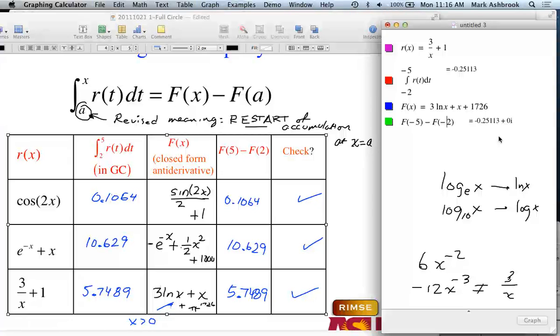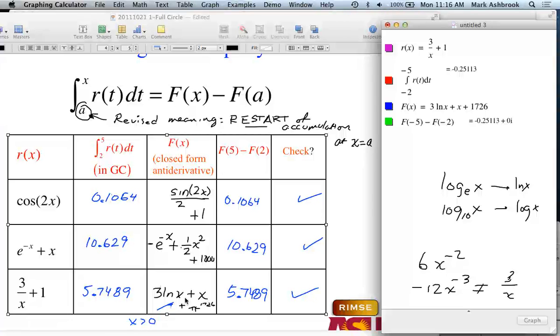So what's happening is ln x is not defined for -5 and -2. It doesn't exist. It only exists for positive values. Okay?